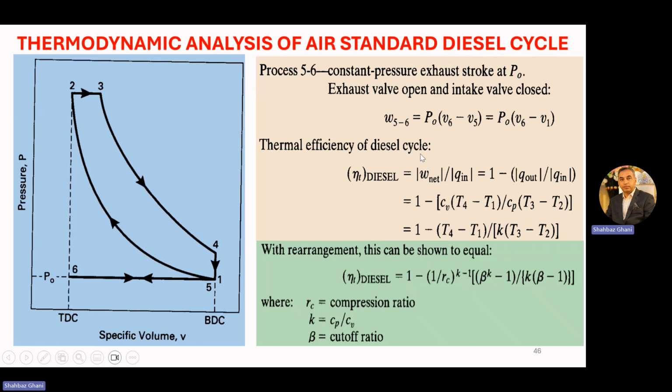The thermal efficiency of a diesel cycle, we can write as net work divided by Q in. So 1 minus Q out over Q in. So 1 minus Cv times (T4 minus T1), divided by Cp times (T3 minus T2), because it's a constant pressure process. So Cv over Cp is, we know, 1 over k. With rearrangement, this can be shown to equal: thermal efficiency of a diesel cycle is 1 minus 1 over Rc to the power k minus 1, times (beta raised to the power k, minus 1), divided by k times (beta minus 1), where Rc is the compression ratio, k is the specific heat ratio, Cp over Cv, and beta is the cutoff ratio.